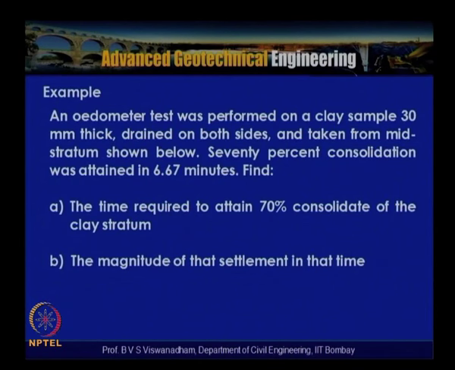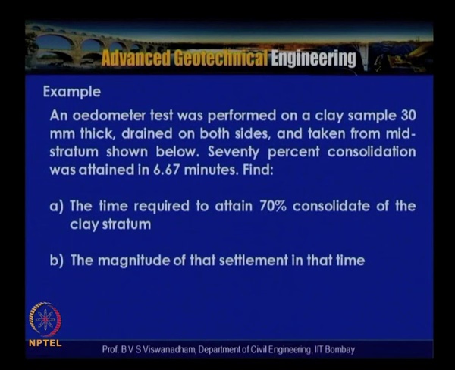Now, after having discussed the effects of the load increment ratios and the duration, let us look into some example problems. In this example, an oedometer test was performed on a clay sample 30 mm thick and drained at both sides. That means we have kept porous stones at the top and bottom, and the sample was taken from the mid depth of the clay stratum, and 70% consolidation was attained in 6.67 minutes. What we need to find out is the time required to obtain 70% consolidation of the clay stratum, and the magnitude of the settlement in that time.